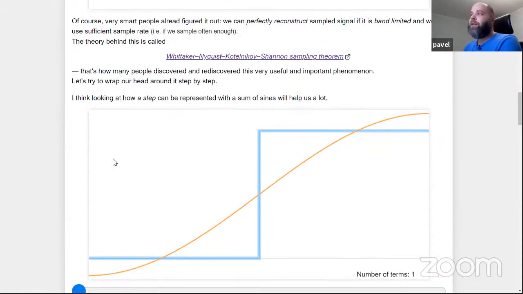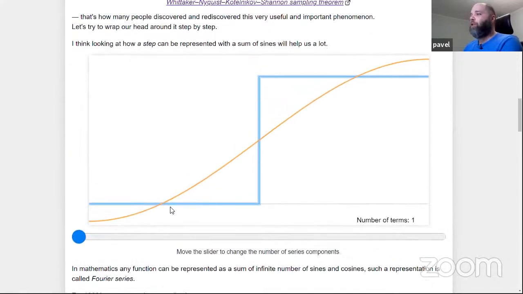To address this, we have a theory called Whittaker-Nyquist-Kotelnikov-Shannon sampling theorem. This is of 4 people. That's how many people discovered and rediscovered this theory. And I think that to understand this theory, first to look at so-called Fourier series will help us. So here we have our initial function, initial signal, which is a step. It has discontinuity here. So here the signal changes instantaneously.